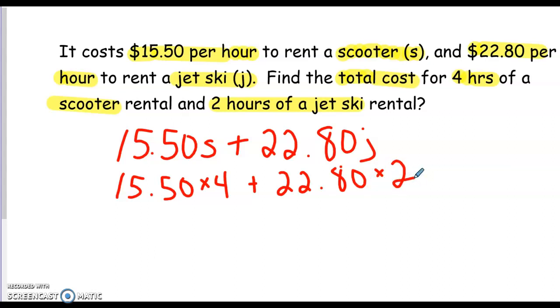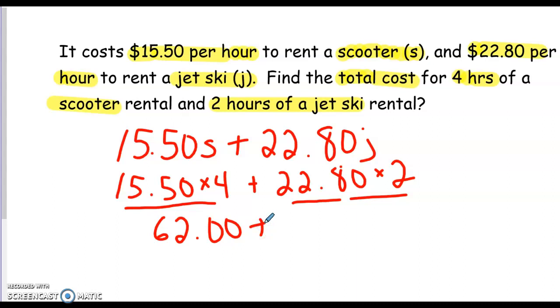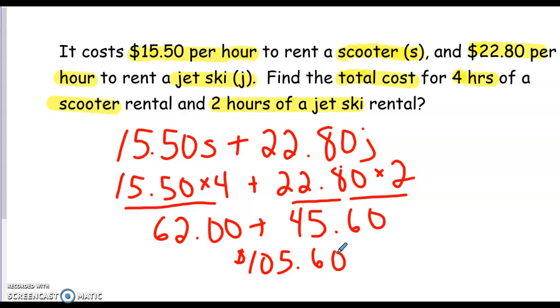2. Okay, and remember, we have to do order of operations, so I need to do my multiplication problems before I do any addition. And this first one looks like it gives me $62. And 22.80 times 2 comes out to 45.60. And the very last thing I do is add those together, and I get a total cost of $105.60.